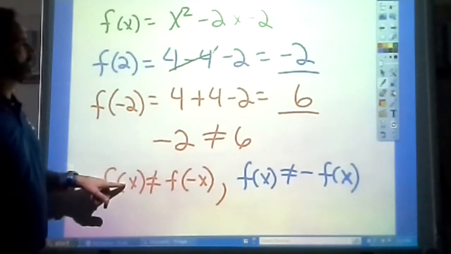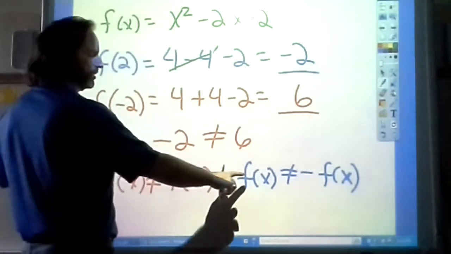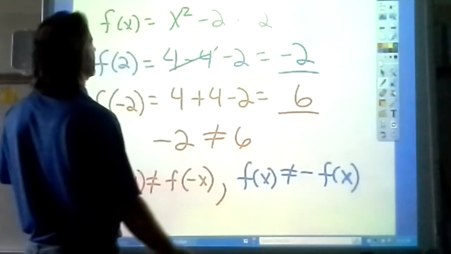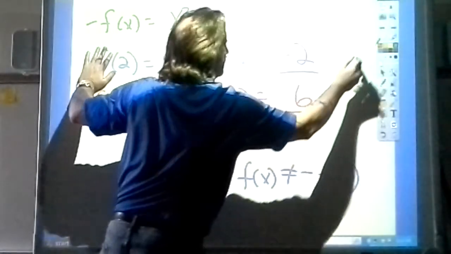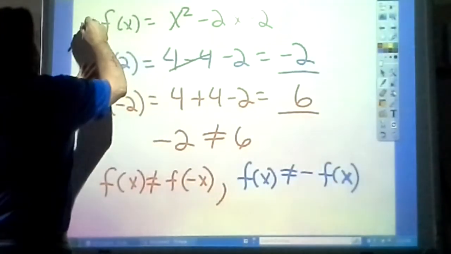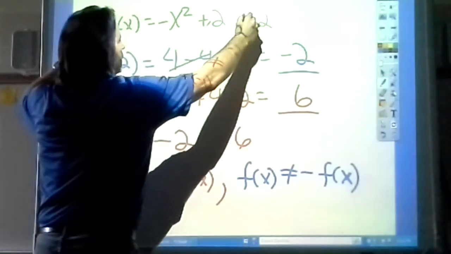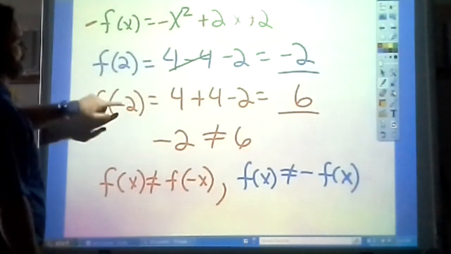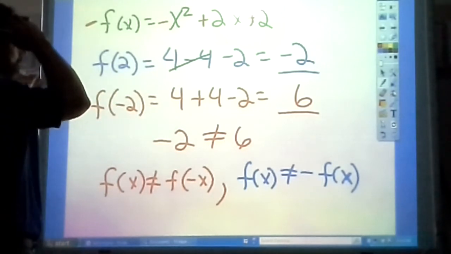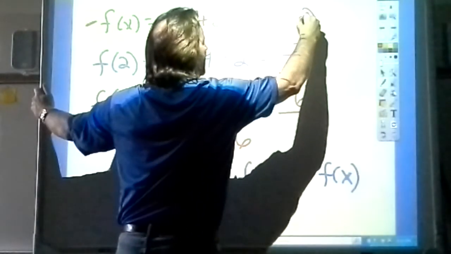Now let's try one thing I forgot. I'm glad I caught this again. So let's see if f of x equals negative f of x. So if this was negative f of x, let me change this real quick. I'm going to change the signs of everything. So again, let's plug in the negative 2. That's 4 minus 4 plus 2, and that's going to be a positive 2.